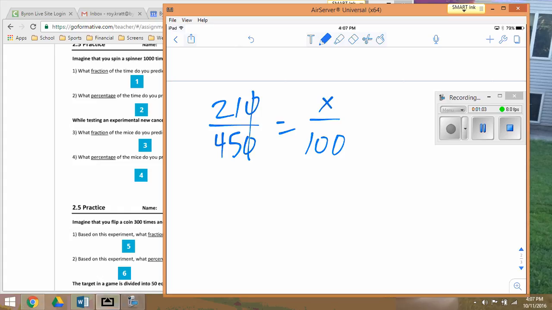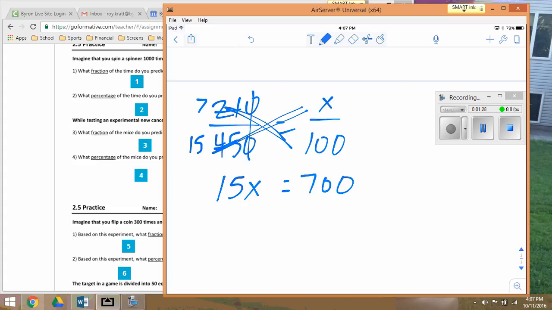Then both 21 and 45 are divisible by 3. So I'm going to go ahead and change 21 to 7 and 45 to 15. Okay? And then at this point, I can't really simplify any further, so I'm going to cross multiply. So 15 times x is 15x, and 7 times 100 is 700. So I have 15x is equal to 700.